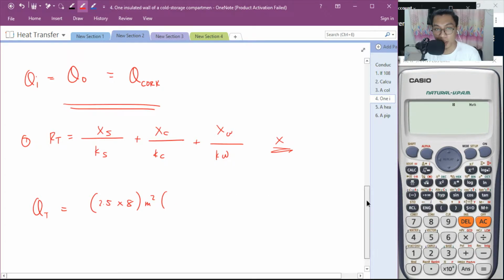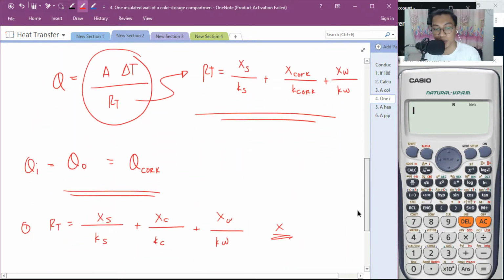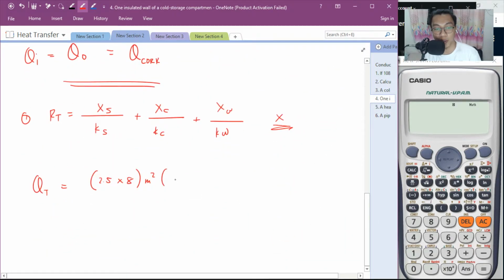Problema mo dyan, yung delta T binigay ba? O yun, the composite wall, the extreme faces, the temperature drop to the extreme faces is 15 degrees Celsius. So, pwede na yun, 15 degrees Celsius. Tapos, divide mo ng itong buo. Yung XS, ano ba yung XS?